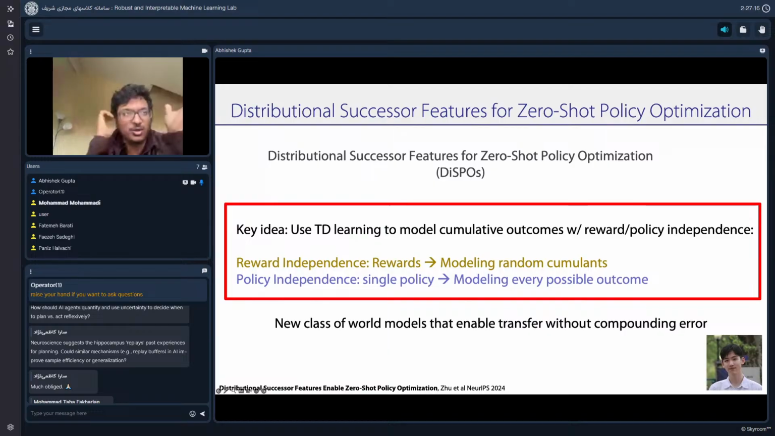And the result here is a new class of world models that look more like Q functions. They look more like value functions, but they allow you to enable transfer without having all of this compounding error problem. Right? And so that's kind of the key idea here. So let's start by thinking about reward independence, right?